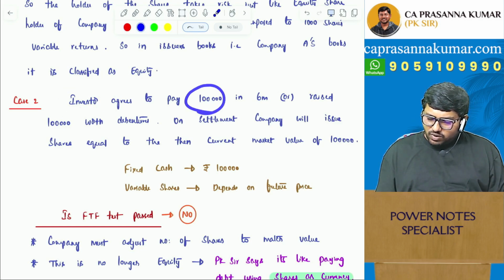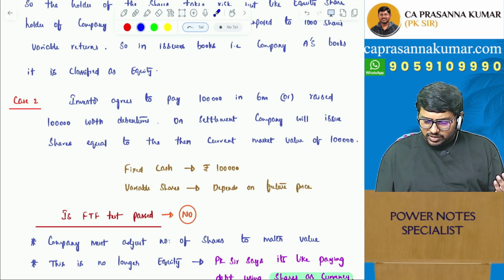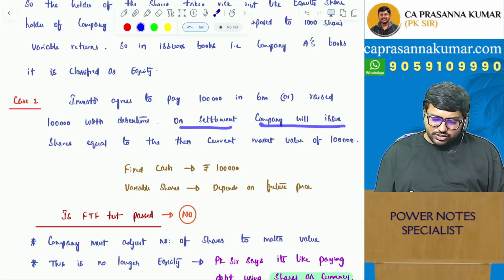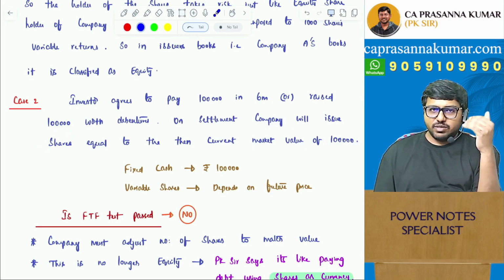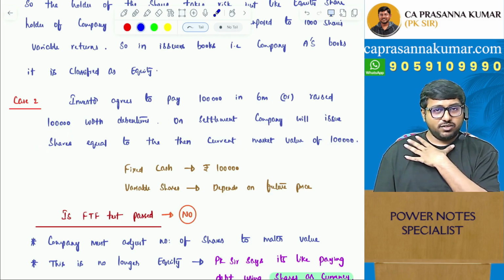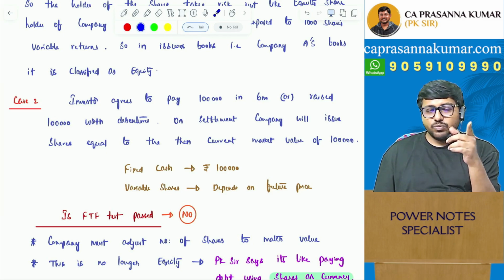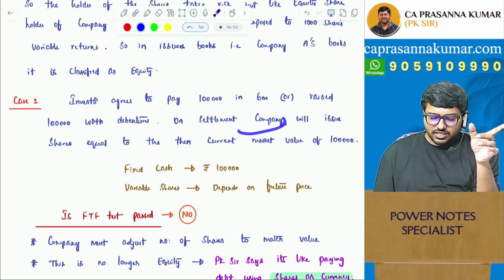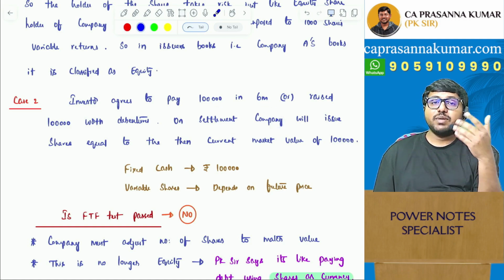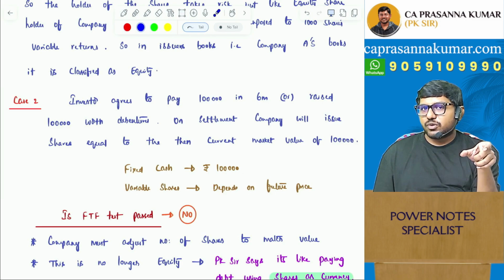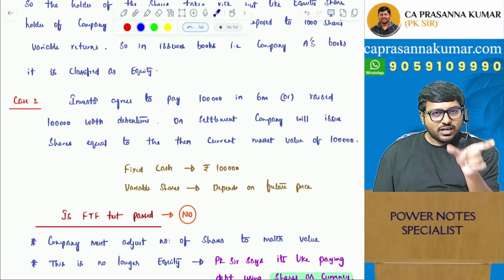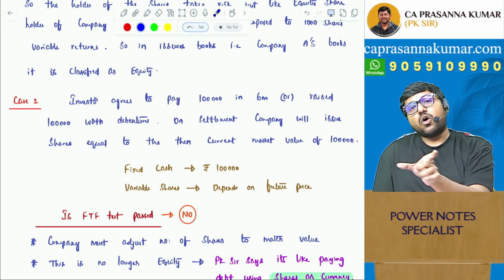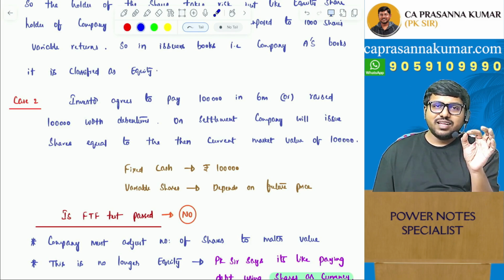Investor agrees to pay 1 lakh in 6 months, or raised 1 lakh worth debentures. It's similar to the previous example. On settlement, company will issue shares equal to the current market value of 1 lakh. See, the logic is you paid me 1 lakh. Me means, again, I'm telling you, by default, we are the company. The other side is the investor. You paid me how much? 1 lakh. After 6 months, I'm going to settle it, in the sense I'm going to repay you. How am I repaying? I'm not giving you a fixed number of shares. I'm saying I'll repay you the exact money, which is 1 lakh. For that 1 lakh worth, how many shares will be there according to the market price on that particular date? That many shares I'll give you.